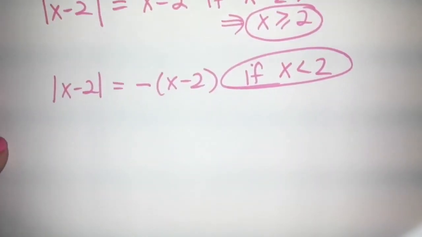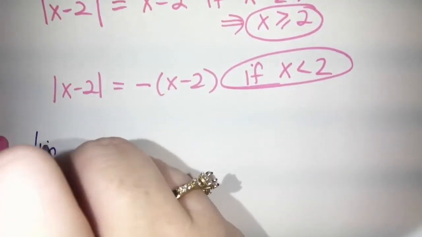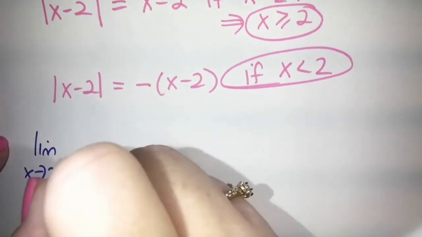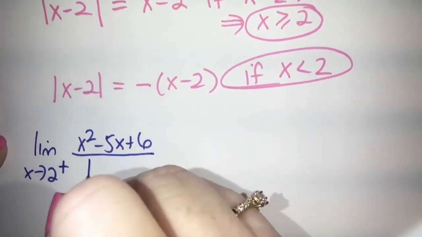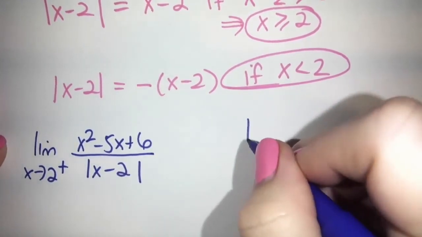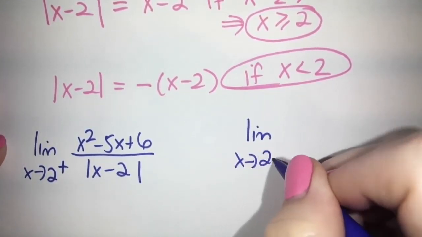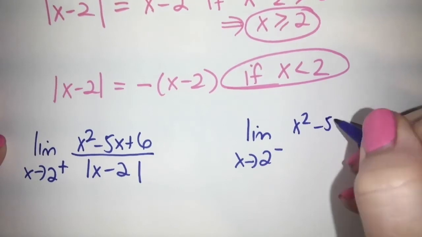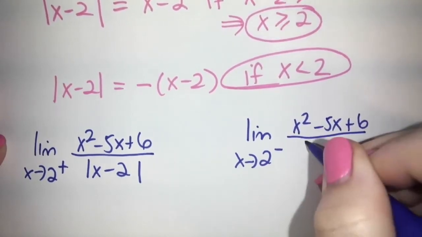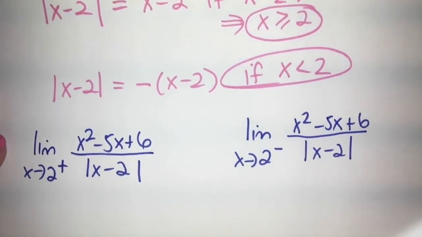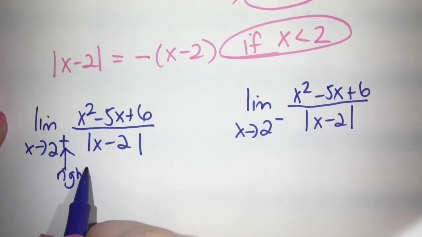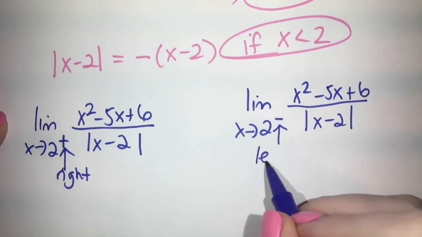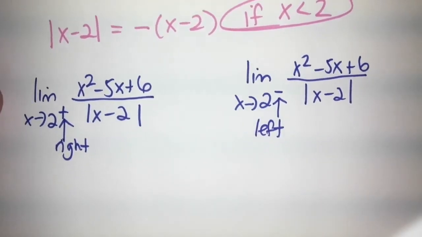So let's do the left and right hand limits. So we're going to do the limit as x approaches 2 from the right of the original function. And then we'll do the limit as x approaches 2 from the left of the original function. Now, from the right, we add a little positive sign. That means from the right. And from the left, we add a little negative sign. That means approaching from the left.